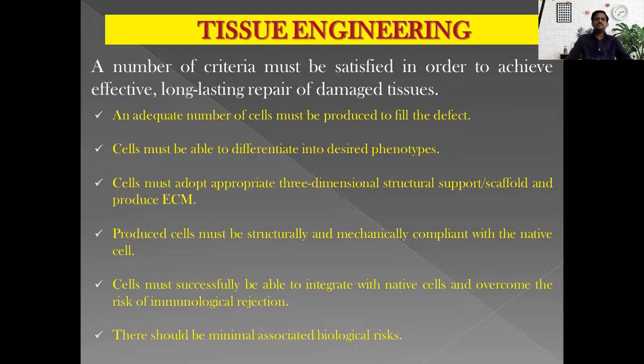So there are some criteria to achieve effective and long-lasting regeneration of the damaged tissue. These criteria are: adequate number of cells must be produced to fill the defect. Cells must be able to differentiate into desirable shape. Cells must adopt appropriate three-dimensional structural support or scaffold, and it should produce extracellular matrix. Cells must be structurally and mechanically compliant with the native cell. Cells must successfully be able to integrate with the native cell and overcome the risk of immunological rejection, and there should be minimal biological risk.